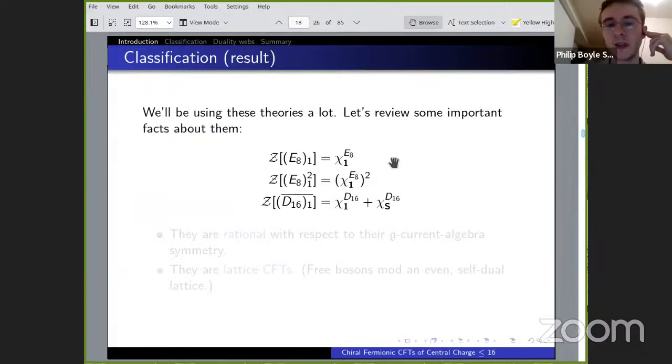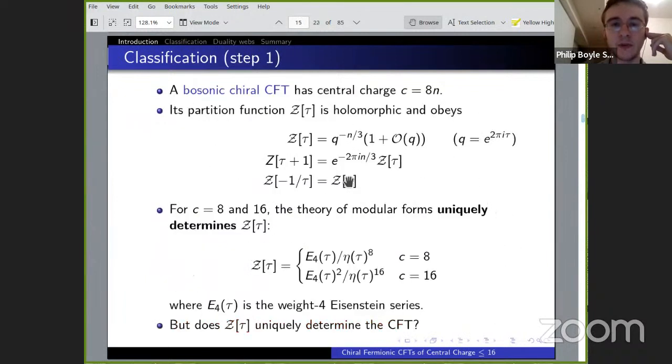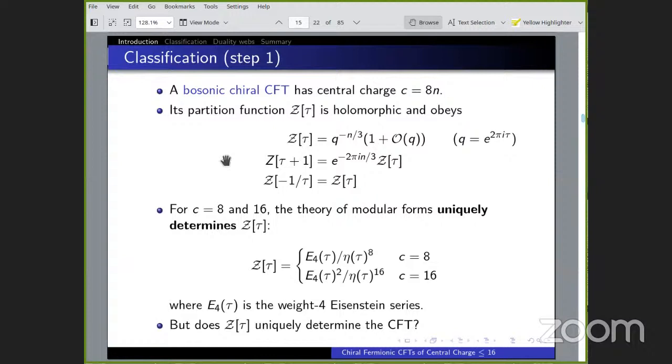They transform because they are equal to z in the way that I said z transformed on this first slide. The same thing with the phase factor for tau to tau plus one, and this is invariant under tau to minus one over tau, the same transformation behavior.